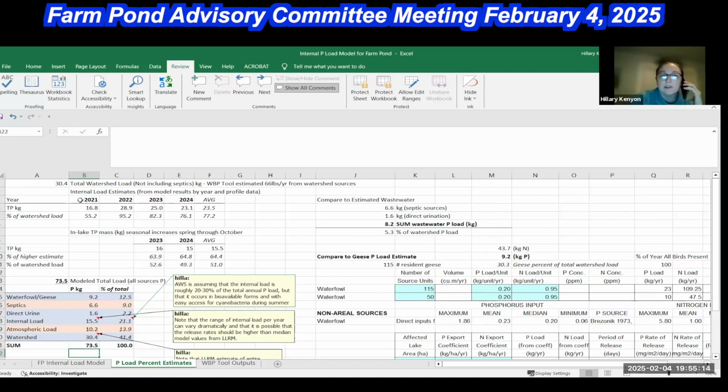So I did estimate, yes. I did four years of estimates for 2021, 2022, 2023, and 2024. And the average for the actual aerial load was 23.5 over those four years.